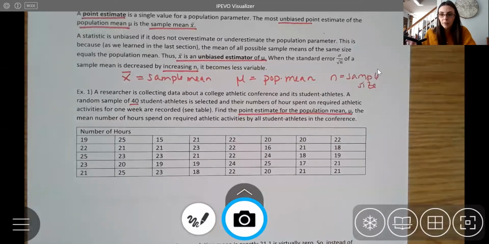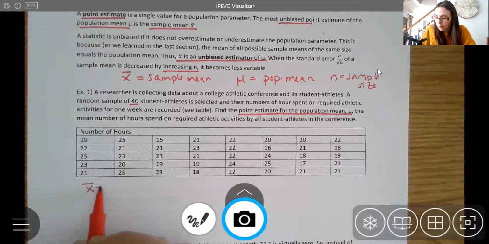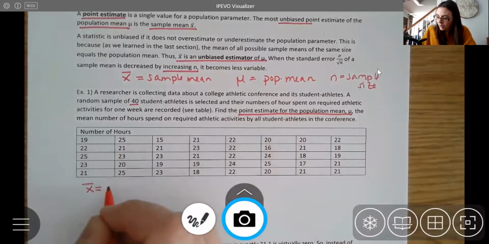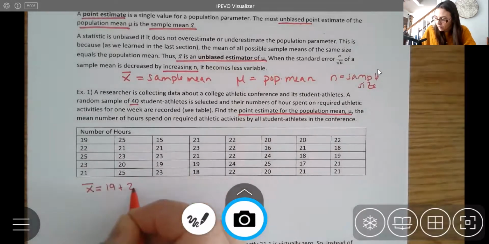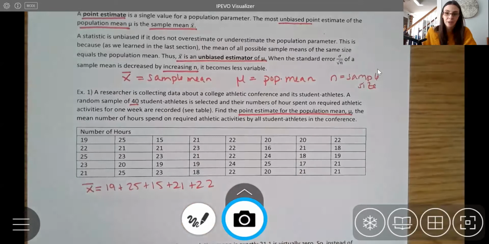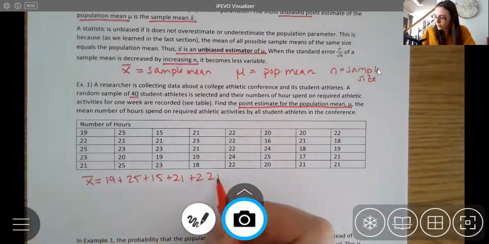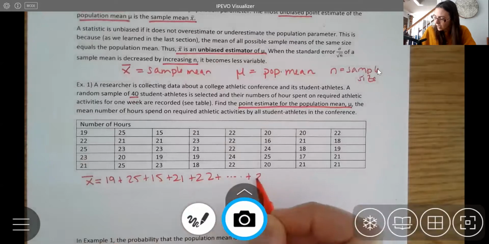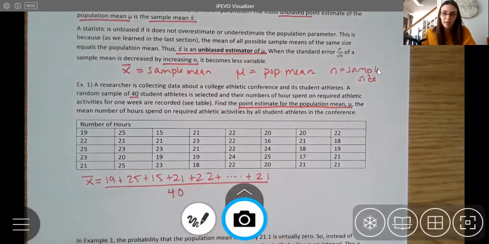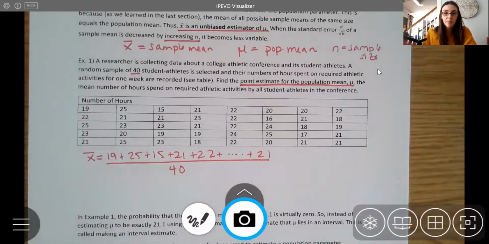Your point estimate for the mean is just your regular sample mean. So we're just going to do a regular average here. I'm going to take all of these values, the 19, the 25, 15, the 21, the 22, etc. I'm not going to write them all out. I'm going to take all 40 values, add them up all the way to that 21 at the end, and then divide that sum by the 40 data points. When you're finding the point estimate for the population mean, you're just finding your regular sample mean. That is our best estimate for that population value.